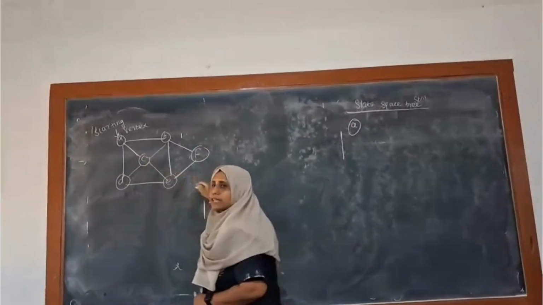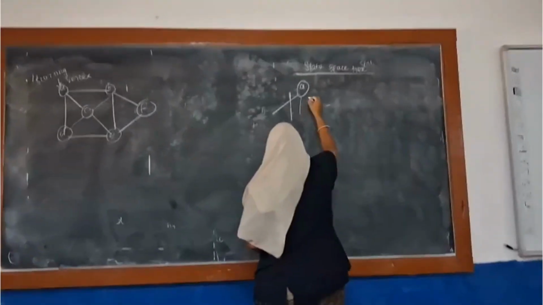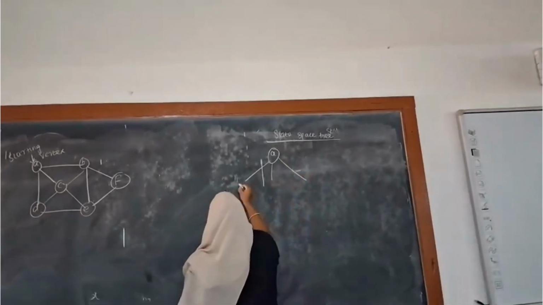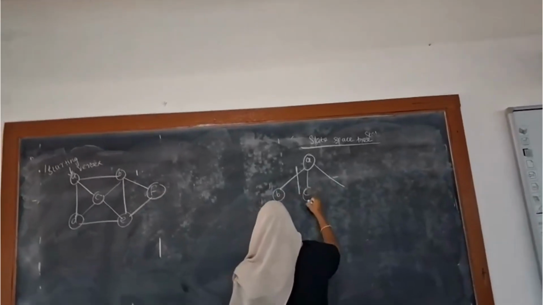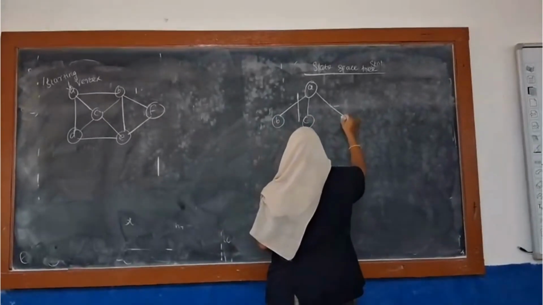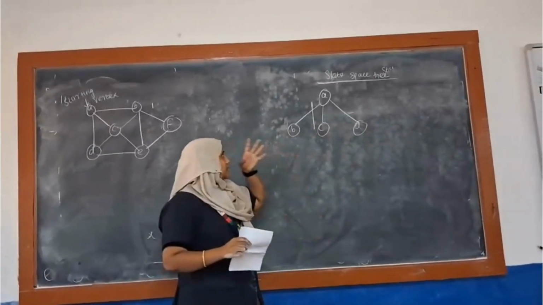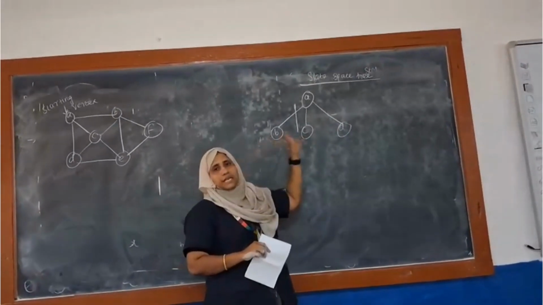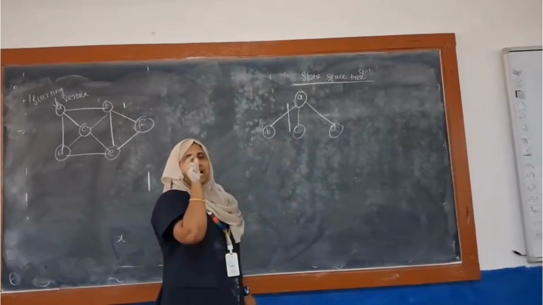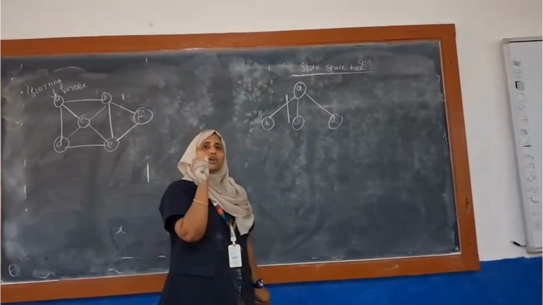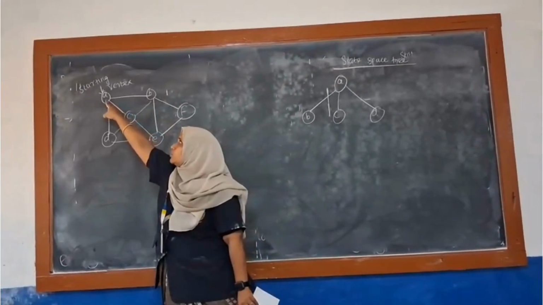So from vertex A, what are the possibilities? You can go to B, C, and D. Before getting into this, I will tell you what a state space tree means. The starting vertex will be your root node.